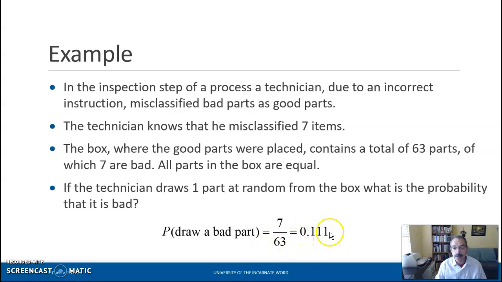All right, I hope these 2 examples illustrate when it's possible to apply the classical probability approach to calculate a probability. I'm going to stop here. In the next section, we'll talk about the other methods to calculate probability.